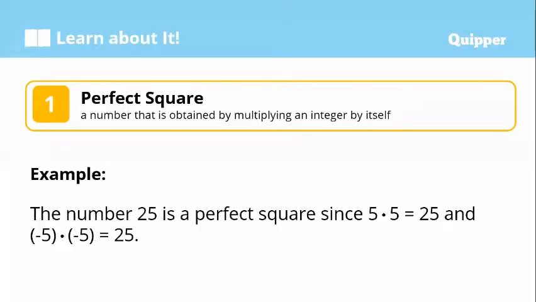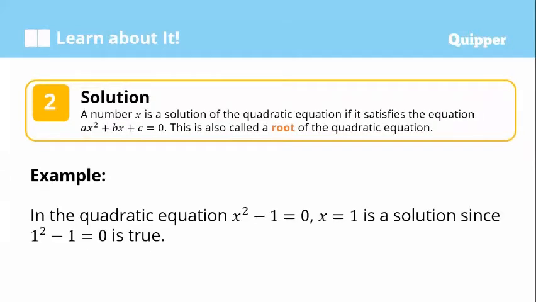So, let's review some terms. A perfect square is a number that is obtained by multiplying an integer by itself. For example, the number 25 is a perfect square since 5 times 5 is 25, and -5 times -5 is also 25. Can you think of other perfect square numbers? Comment it down.